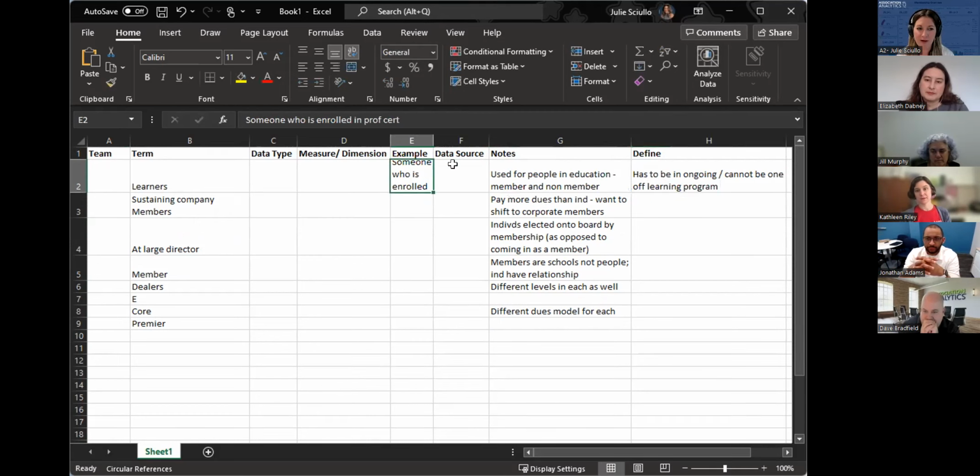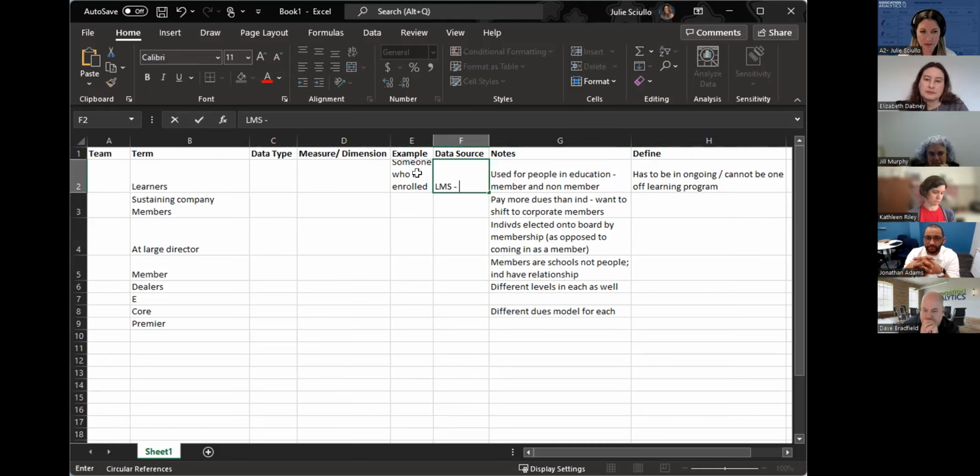Where does the data come from? Do you know? Like, where is the central database for your learners? It would be our learning management system. Do you know what you use? If not, I'll leave it as LMS.